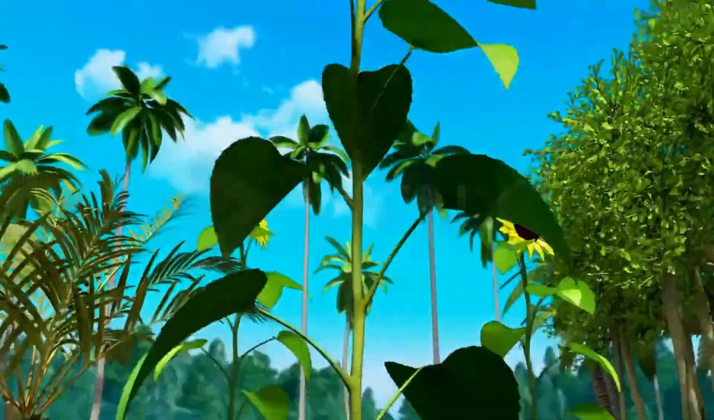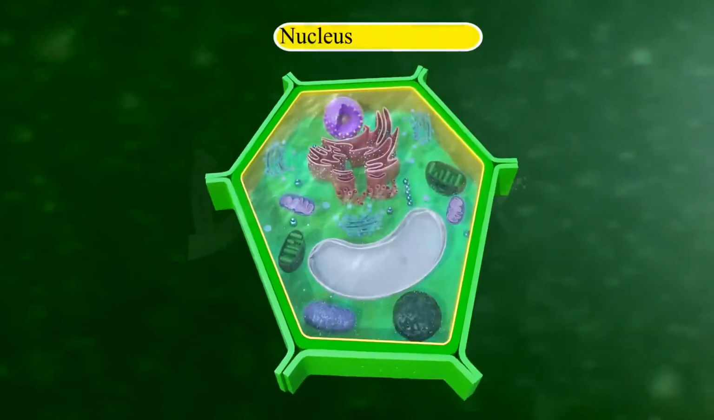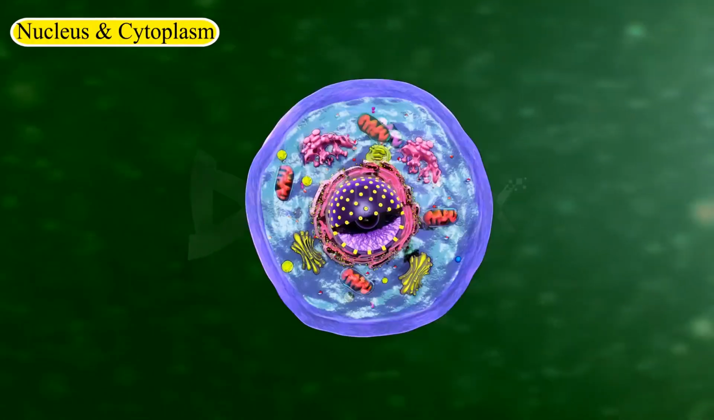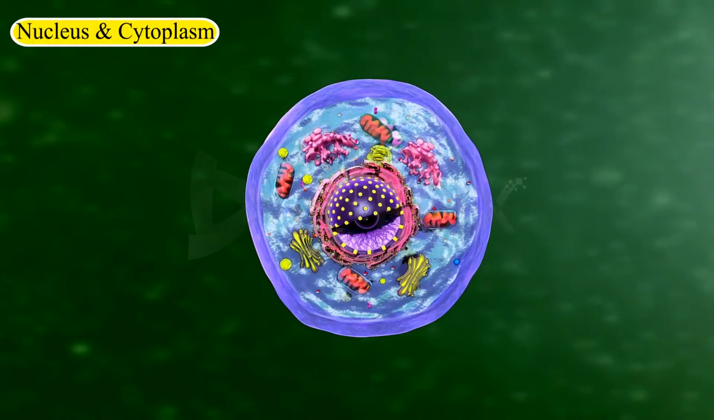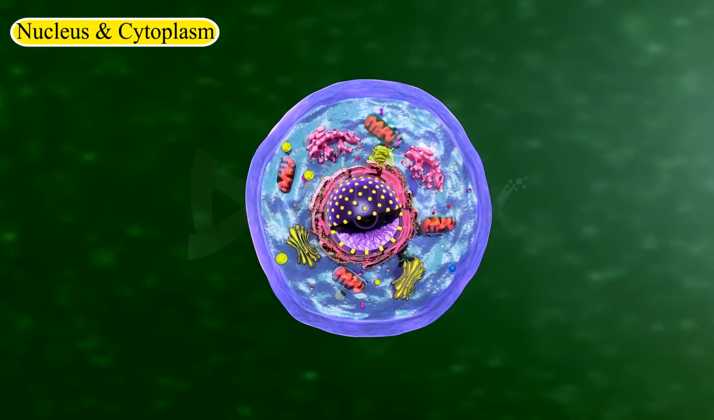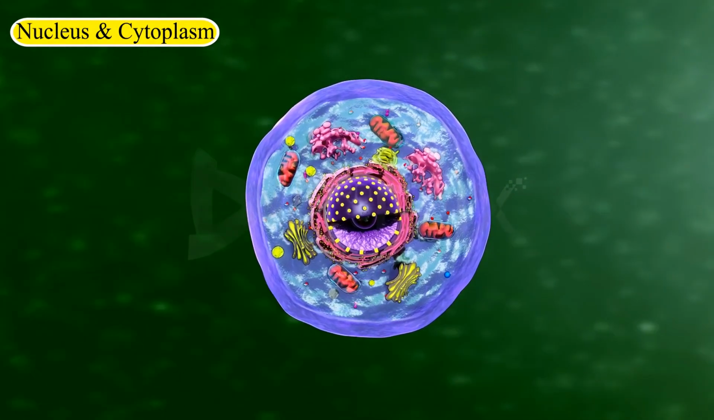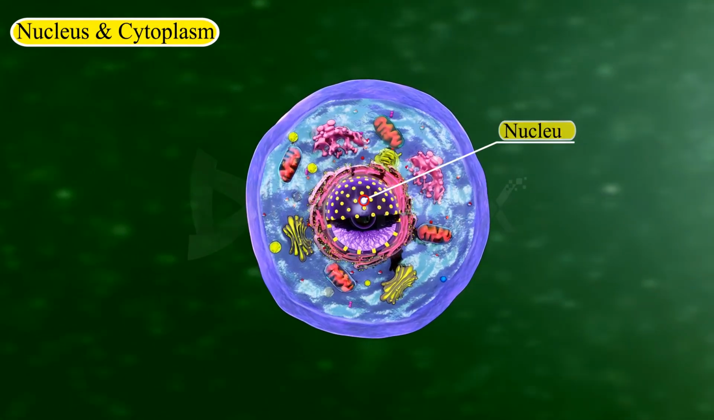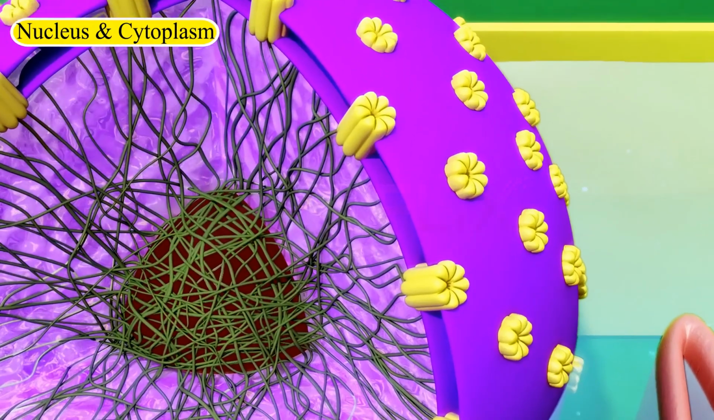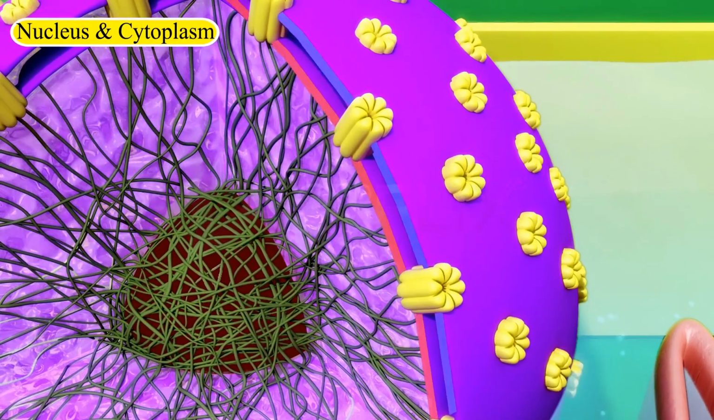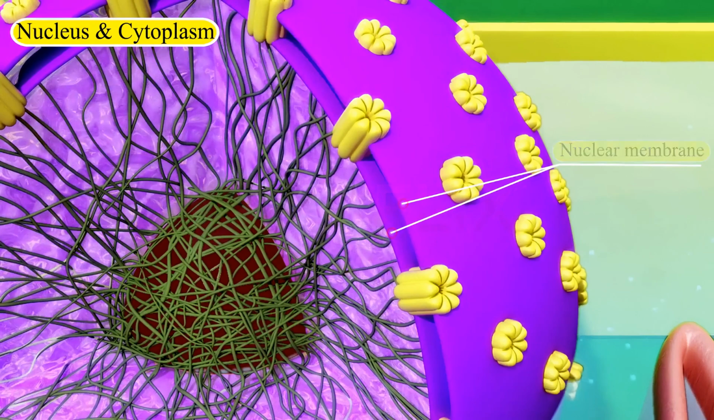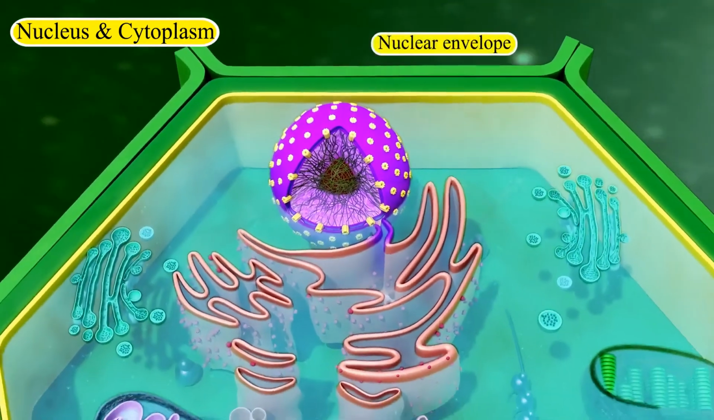Objective: to study about nucleus and cytoplasm. Nucleus: a darkly coloured, spherical or oval, dot-like structure near the centre of each cell is called nucleus. The nucleus has a double-layered covering called nuclear membrane. It is also called nuclear envelope.